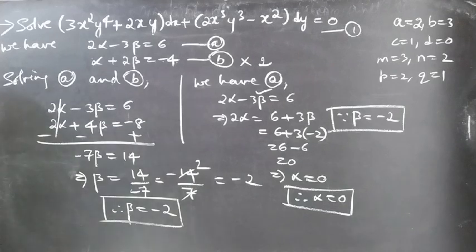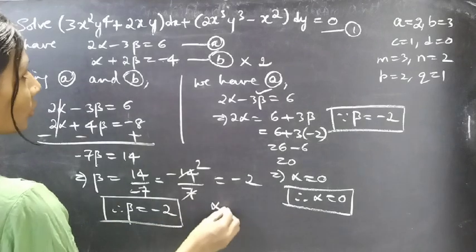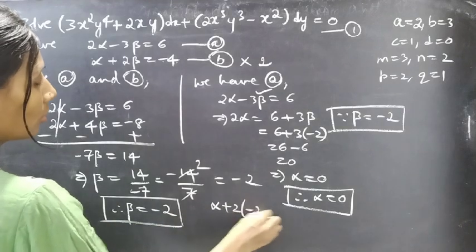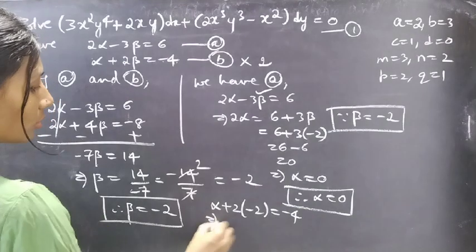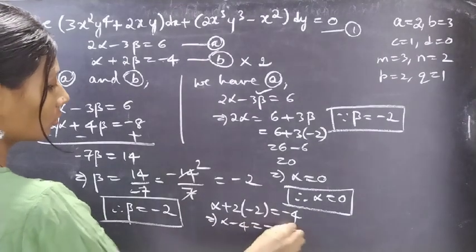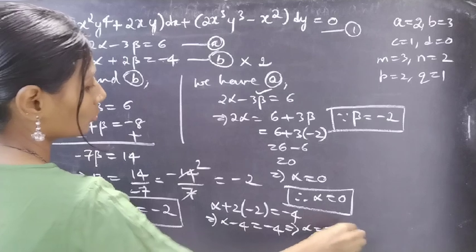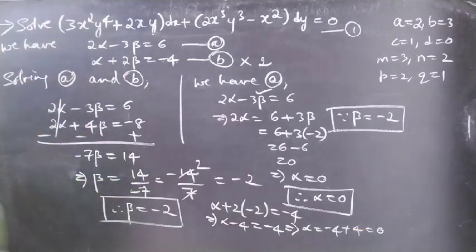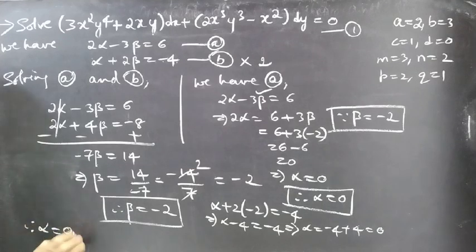Or you can substitute the β value in equation B. Let's check it in equation B. α plus 2 into β equal to minus 4, which gives us α minus 4 equal to minus 4. From this you'll get α equal to minus 4 plus 4, which is equal to 0. Again you'll get α equal to 0, right? So the value of α is 0 and β equal to minus 2. Now we got the values of α and β. Now we need to find the integrating factor, the actual integrating factor which is suitable to our problem.